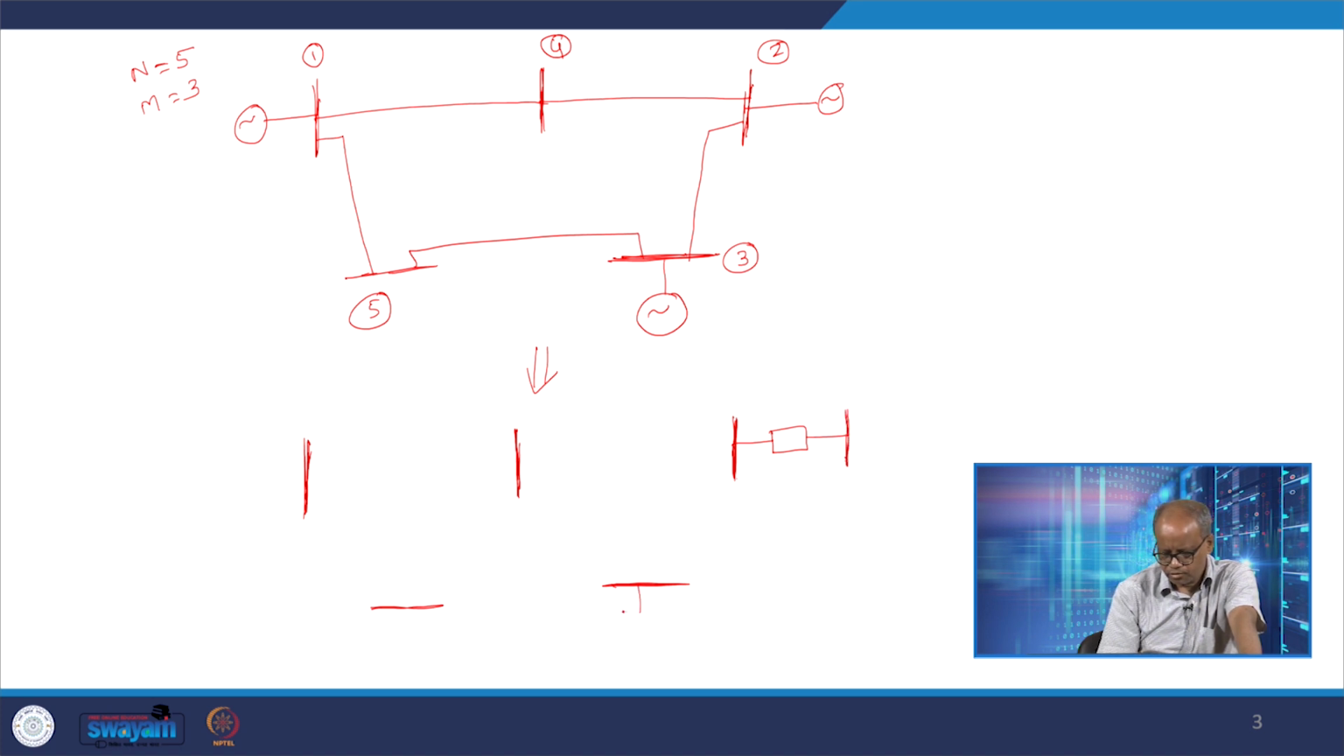So here also I have got an internal bus, and my generator is actually connected here. And now I also have an internal bus, and these are the original lines.